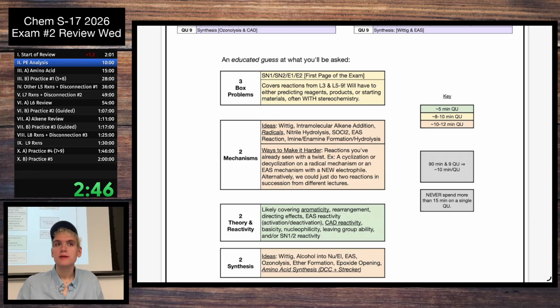One of the pages will be completely just predict products. So you will be given starting materials and reagents and arrows, and then you have to put the product in the box. And then the other page is going to be half getting the reagents and the arrows and half doing the starting materials. So you're going to have some of the backwards thinking questions as well.